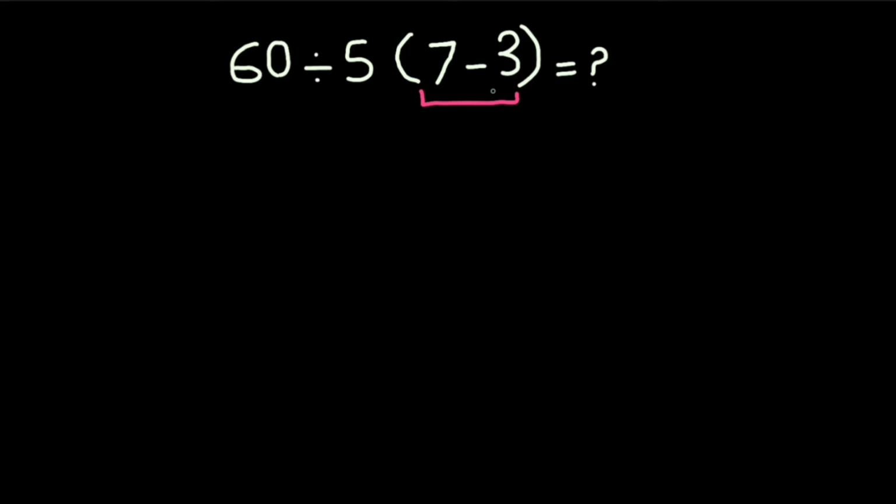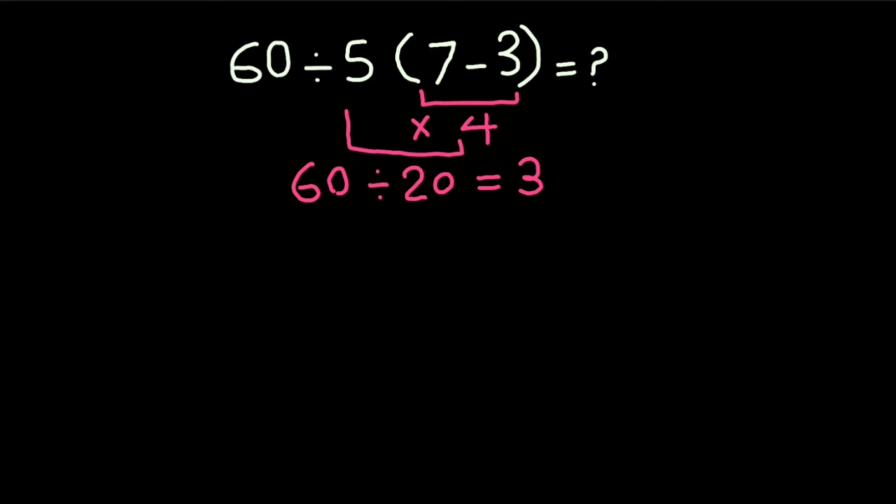7 minus 3 gives us 4. Now 5 times 4 gives us 20. Now 60 divided by 20 is equal to 3. But actually this answer is not correct.